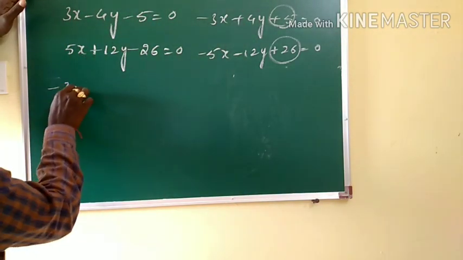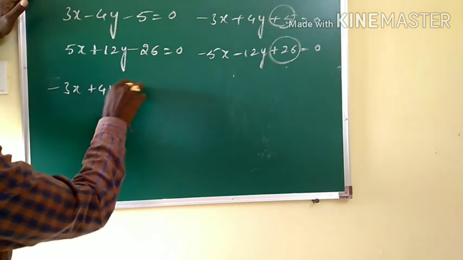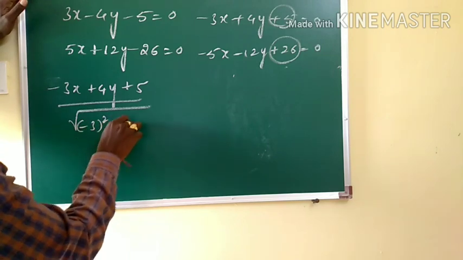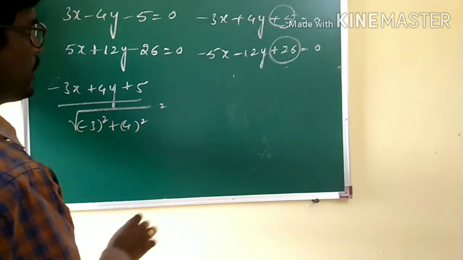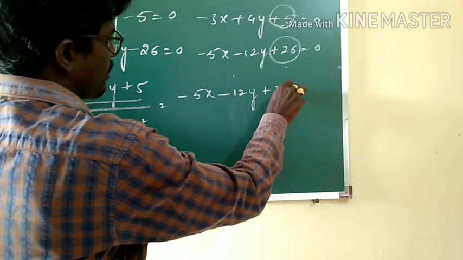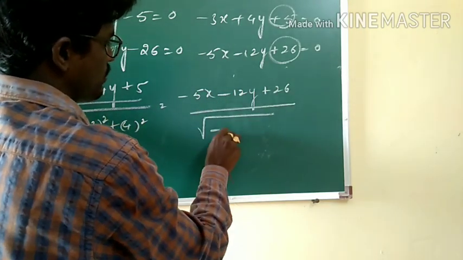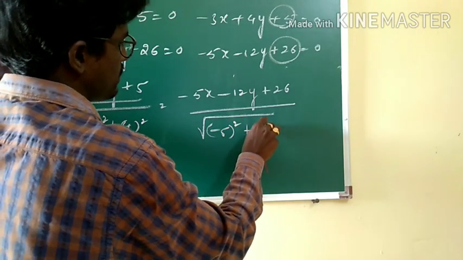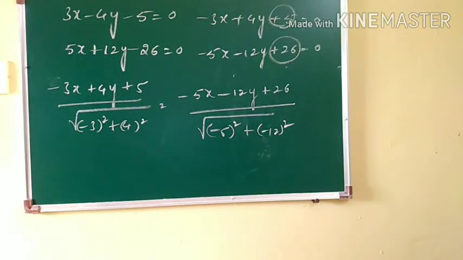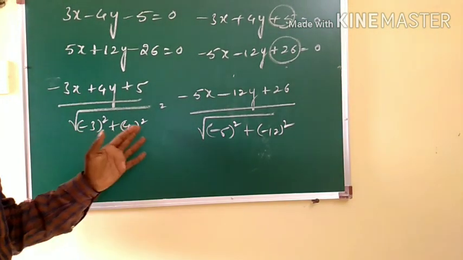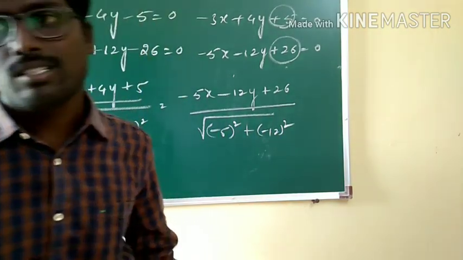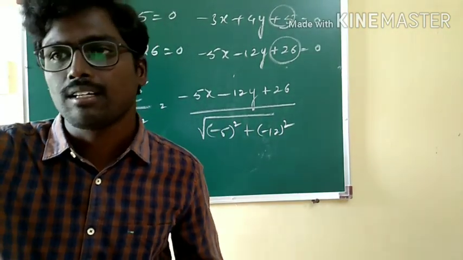Minus 3x plus 4y plus 5 by square root of (minus 3) whole square plus 4 square is equal to minus 5x minus 12y plus 26 by square root of (minus 5) whole square plus (minus 12) whole square. Here in the denominator we have the square root of 9 plus 16, square root of 25, that is 5, and in the other denominator the square root of 25 plus 144, 169, that's nothing but 13.